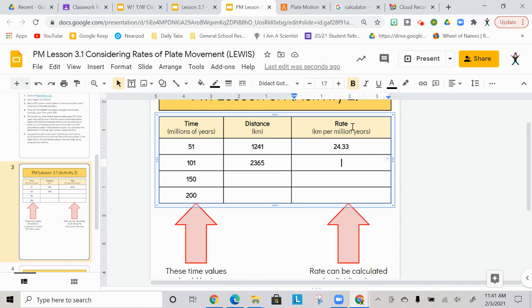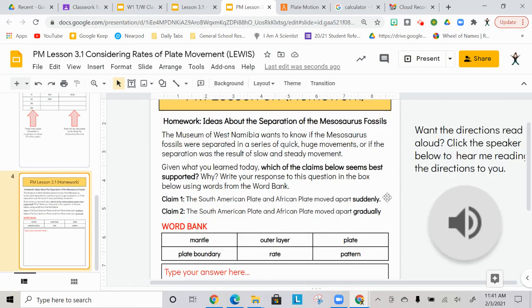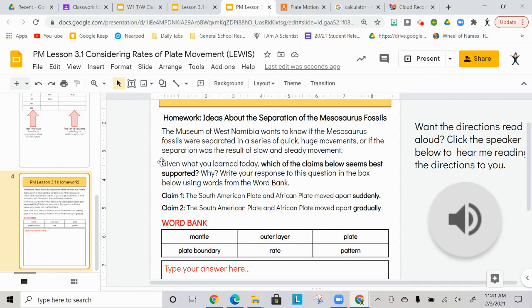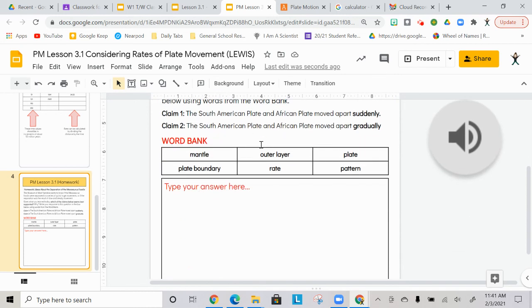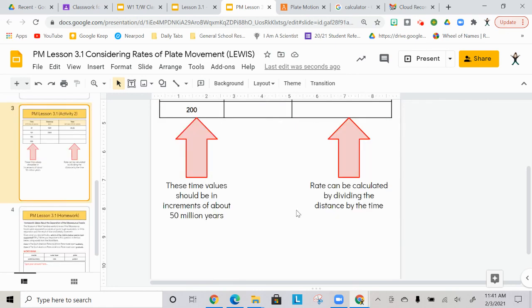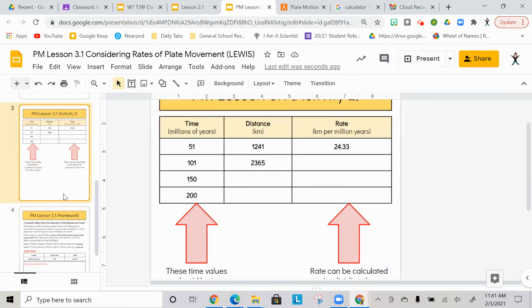Once you've done that, you should get 4 rates that are very similar. If your rates are vastly different, off by more than 1 or 2, you should go back and recalculate. Your rates should be very similar. After you've calculated all 4 rates, then you can jump down to slide 4 and answer the question on slide 4. Question on slide 4 is asking you which claim you believe is more accurate based on what you found in your data table.